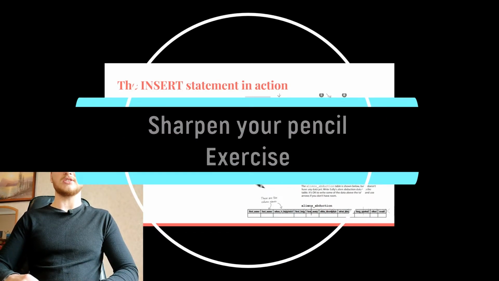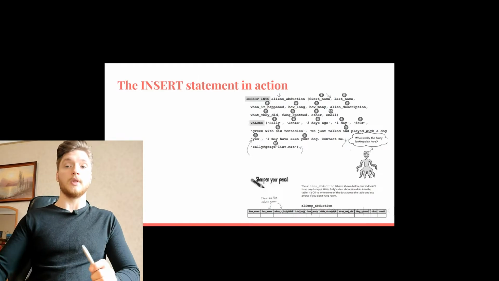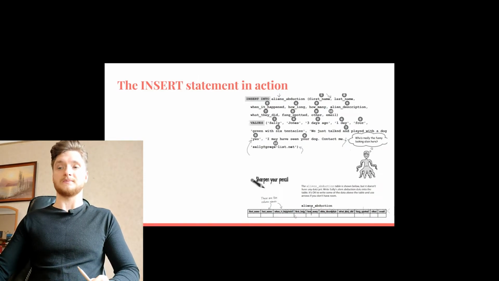The alien abductions table is shown below, but it doesn't have any data yet. Write some alien abduction data into the table. It's okay to write some of the data above the table and use arrows if you don't have room. These are the column names.